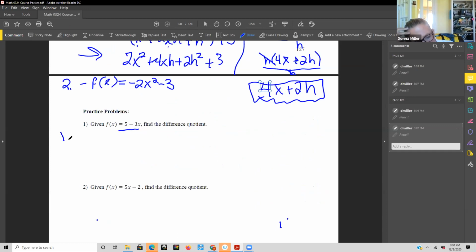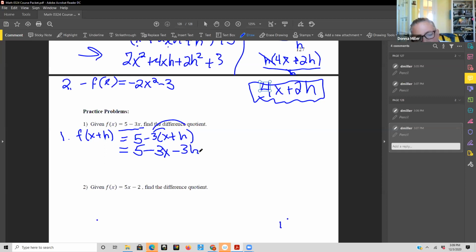So step 1, find f of x plus h. Everywhere I see an x, I replace it with x plus h in parentheses. So you see I just replaced the x there with x plus h. Now, this is not subtractive. Don't forget that you're distributing here. So you multiply everything by negative 3 in the parentheses. And there's really nothing else I can do with that. So that's my f of x plus h.